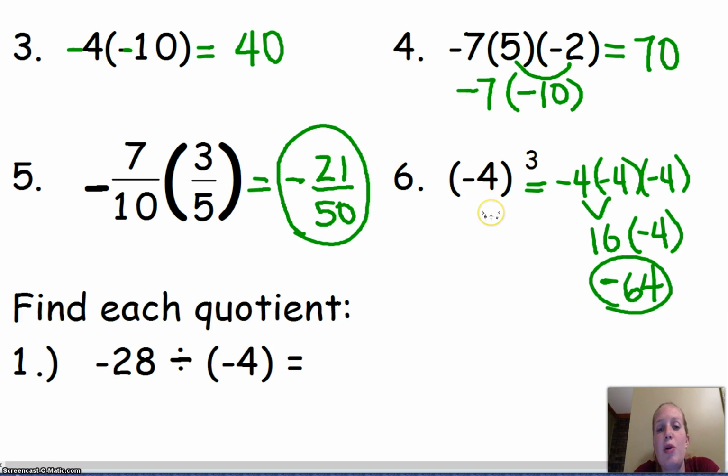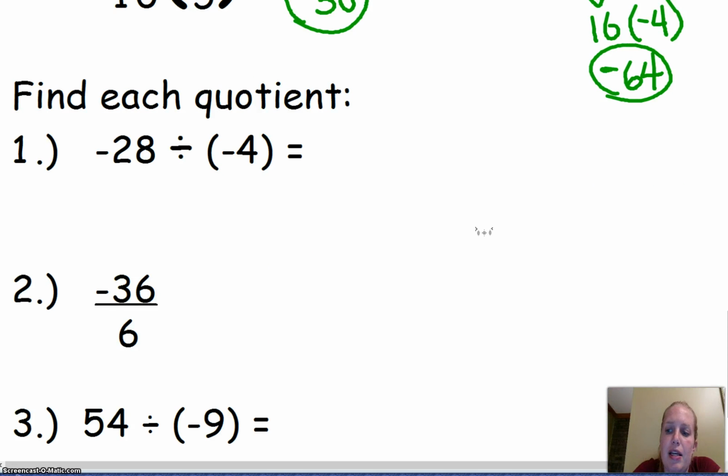Okay, so now we're going to do some quotients, some division. Same rules apply. Number 1, I look at the sign. They are the same sign, so my answer is positive. 28 divided by 4 is 7. The other way that we write division, 36 divided by 6 is 6, but they have different signs, so the answer is negative 6.